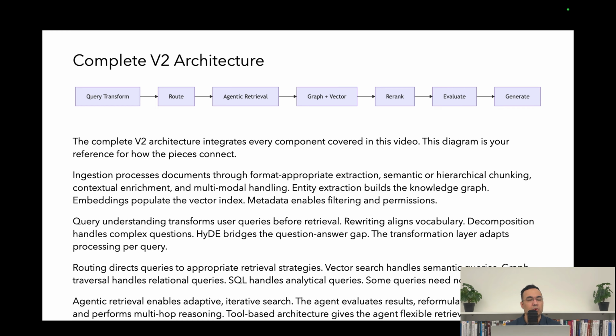Monitoring provides quality focused observability. Component level metrics localize the problems. This architecture represents current best practice. Not every system needs every component. Implement incrementally based on your specific failure modes.